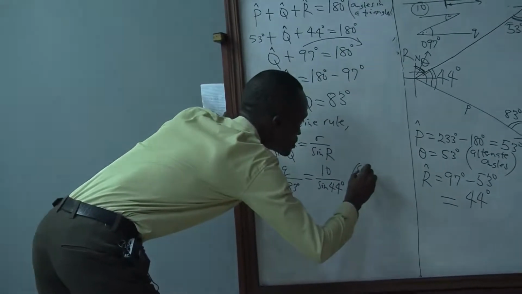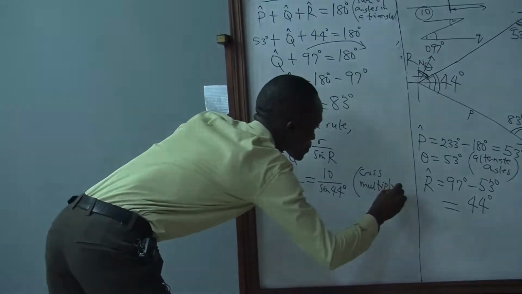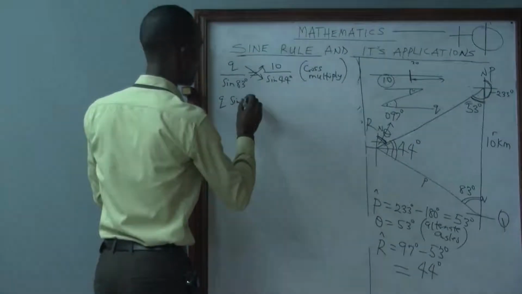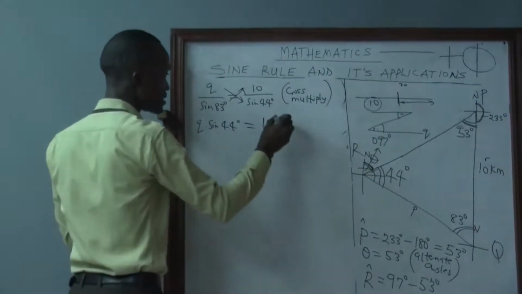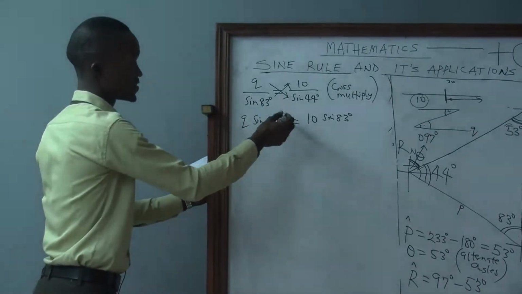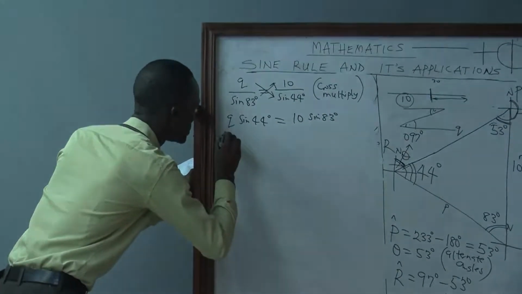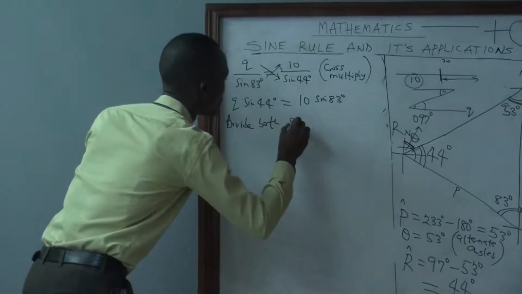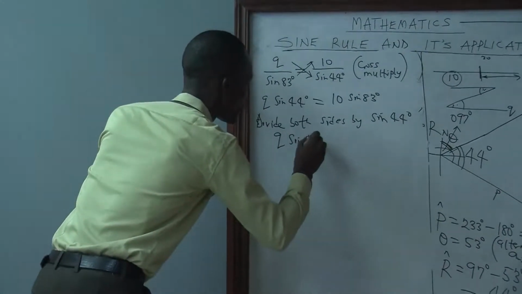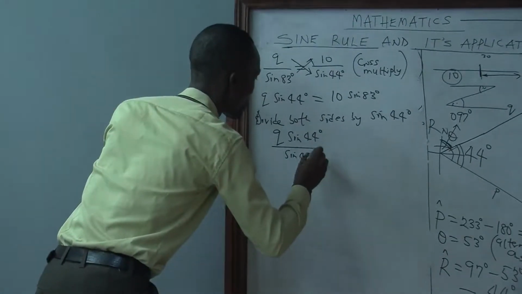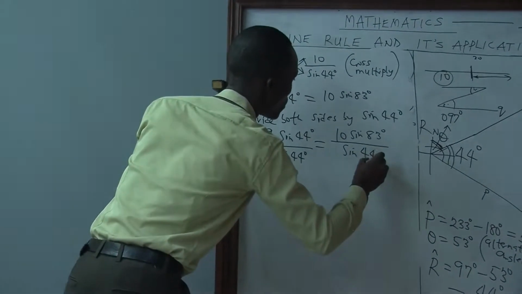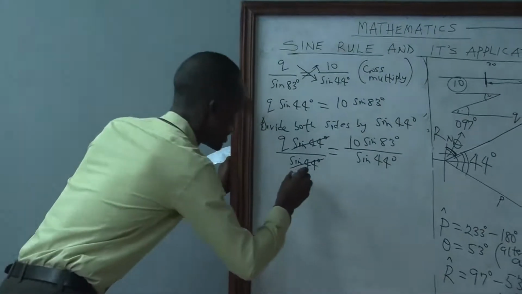From this stage, the next thing to do is to cross multiply. By cross multiplying, we have q sine 44 degrees is equal to 10 sine 83 degrees. We need q, but we have a coefficient for q, that is sine 44. What we do there is that we divide both sides by sine 44 degrees. So that will give us q sine 44 degrees divided by sine 44 degrees equals 10 sine 83 degrees divided by sine 44 degrees. Sine 44 will cancel sine 44. Then we have q to be 10.